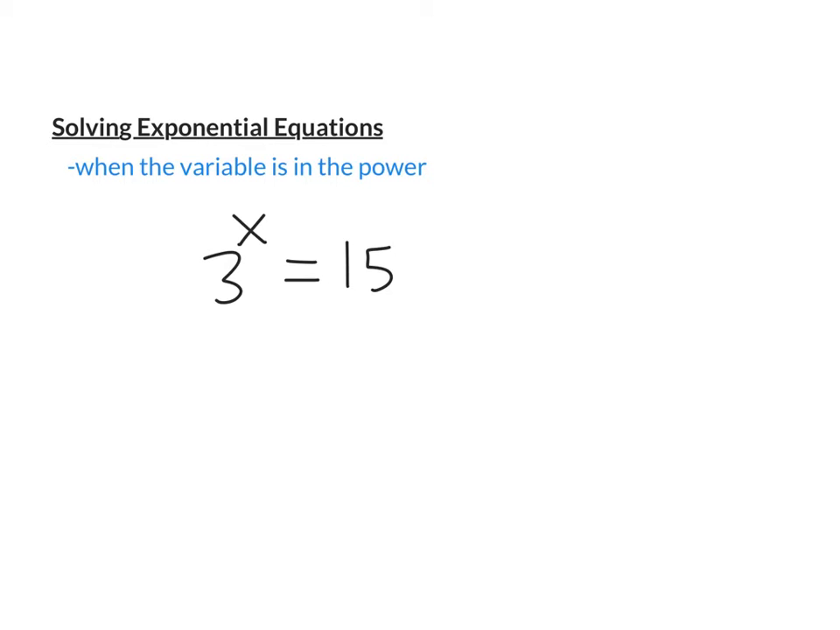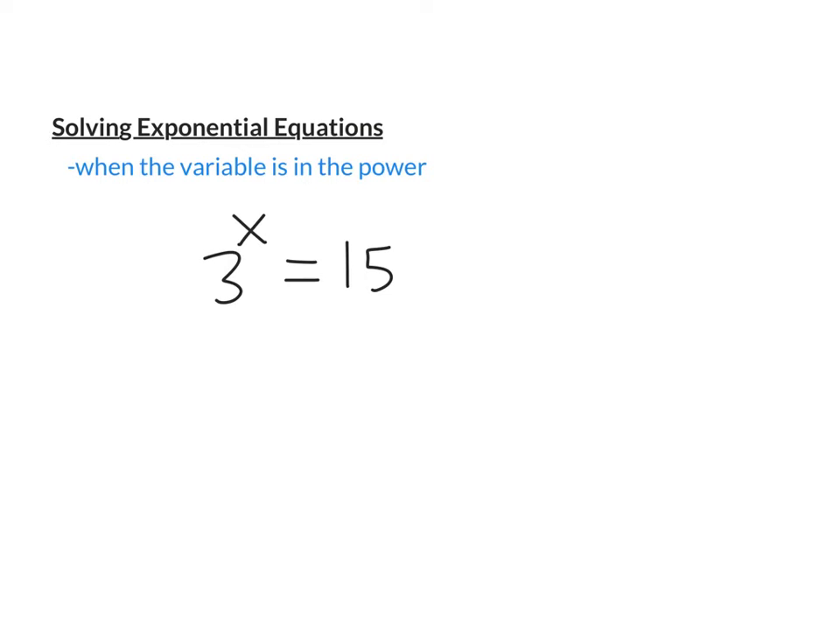Like this. See, I can't turn 15 into 3 to some power. That's what we would do before, and I would advise you to try that whenever you have an exponential equation. Can I change them so that they both have the same base? Because if we did that, we just set the powers equal to each other and we're good to go. There's no way to raise 15 to a power or change 15 so that you can raise it to a power with the base 3, right? Because 3 squared is 9, 3 to the third is 27. So I can't get it there.